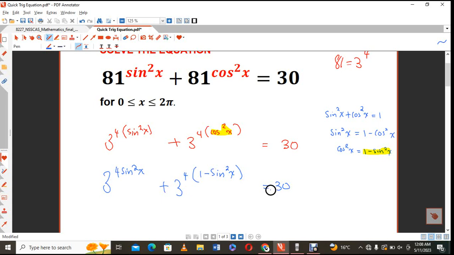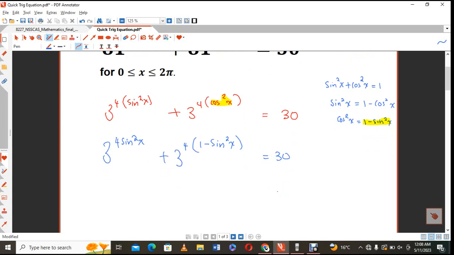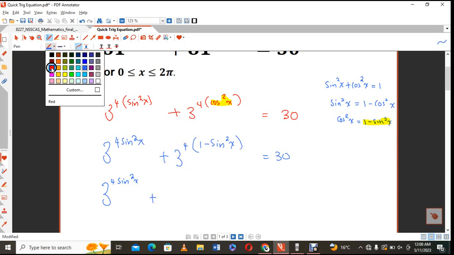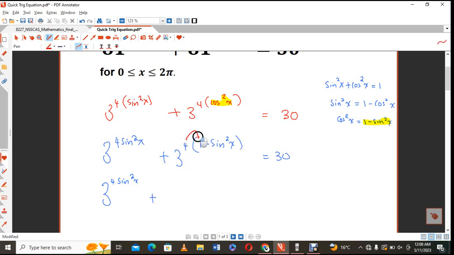So I have a few more things to do over here. I will say that 3 raised to the power of 4 sine square x plus, so obviously now what I'm going to do is multiply this 4 over here in the brackets, and I'm going to have 3 raised to the power of 4 minus 4 sine square x, alright, is equal to 30.